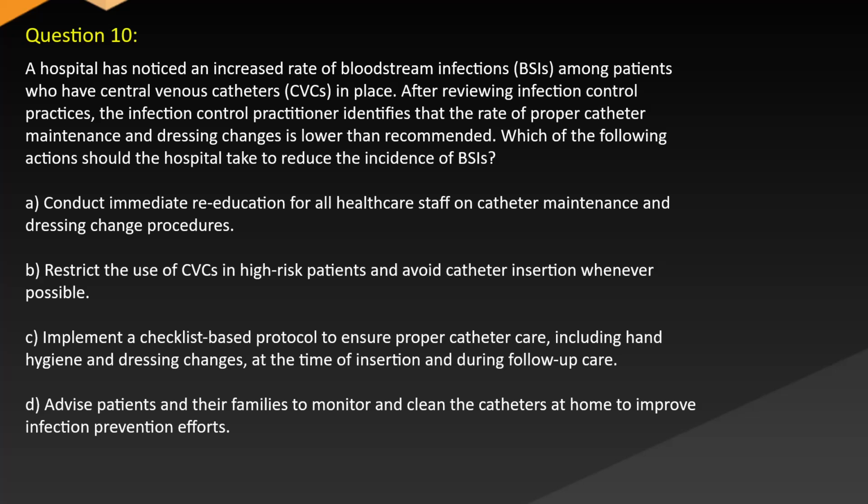A. Conduct immediate re-education for all healthcare staff on catheter maintenance and dressing change procedures. B. Restrict the use of CVCs in high-risk patients and avoid catheter insertion whenever possible. C. Implement a checklist-based protocol to ensure proper catheter care, including hand hygiene and dressing changes at the time of insertion and during follow-up care. D. Advise patients and their families to monitor and clean catheters at home to improve infection prevention efforts.